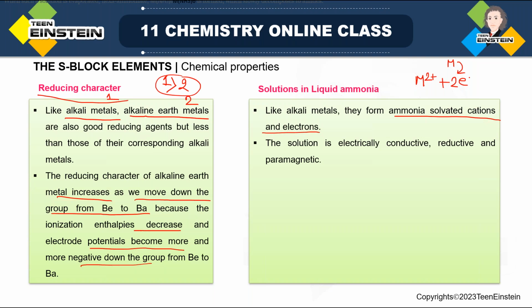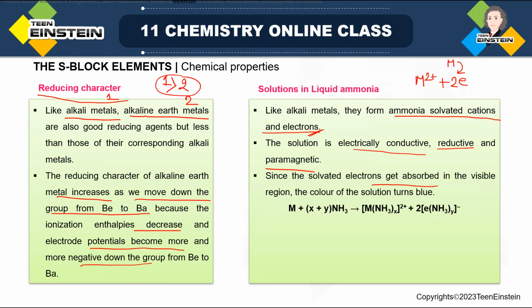If it is surrounded by ammonia molecules, you can call it an ammonia solvated cation. And the 2 electrons per metal that we are getting are also surrounded by solvent molecules. In this case, the solvent is ammonia, so it is ammonia solvated electrons. Okay. The solution is electrically conductive because of these electrons that are removed from the metal atom. So it is conductive, it is reductive, and it is paramagnetic. It is paramagnetic because of these electrons removed from the metal. They are in an unpaired state, and that is why you can say that they have paramagnetic nature.